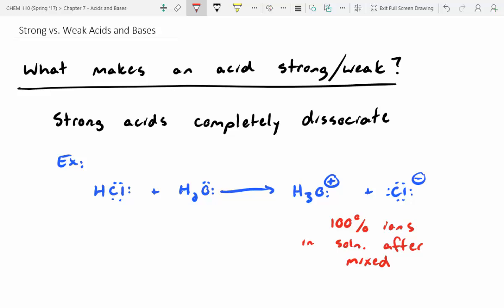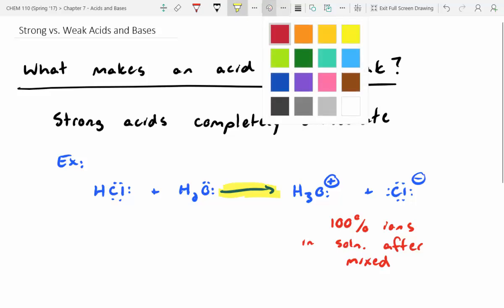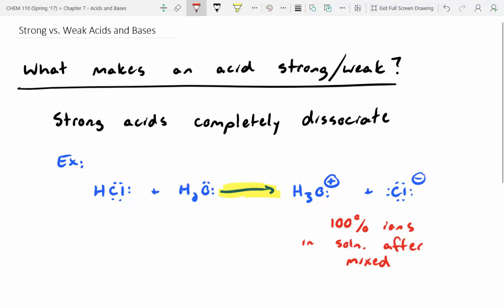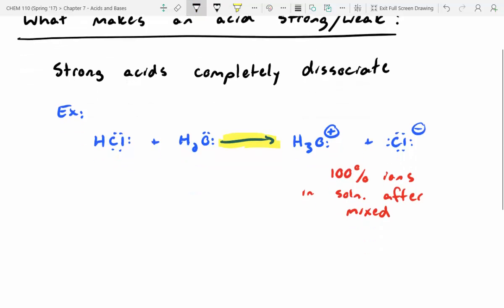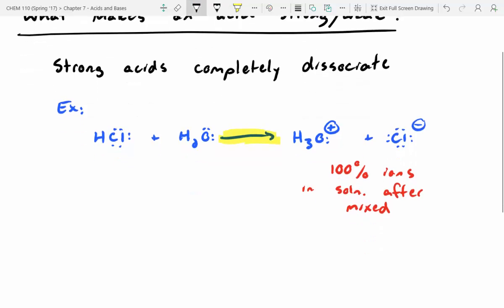And so we represent that by using a one-way arrow. So right here, you notice how the arrow is only going one direction. It's not going backwards at all. It's only going in the forward direction. Okay? That means that weak bases are bases that don't completely dissociate, right? Or sorry, weak acids.